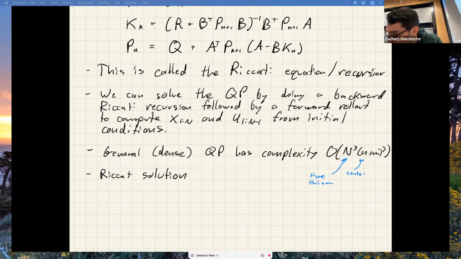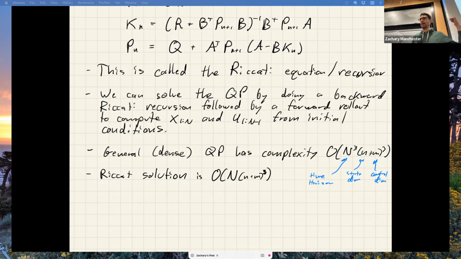State dimension. And this is control dimension. That makes sense? And so the difference here is now it's n times little n plus little m cubed. Cool. And it should be mentioned that this complexity result also carries over to the nonlinear case for like trajectory optimization.